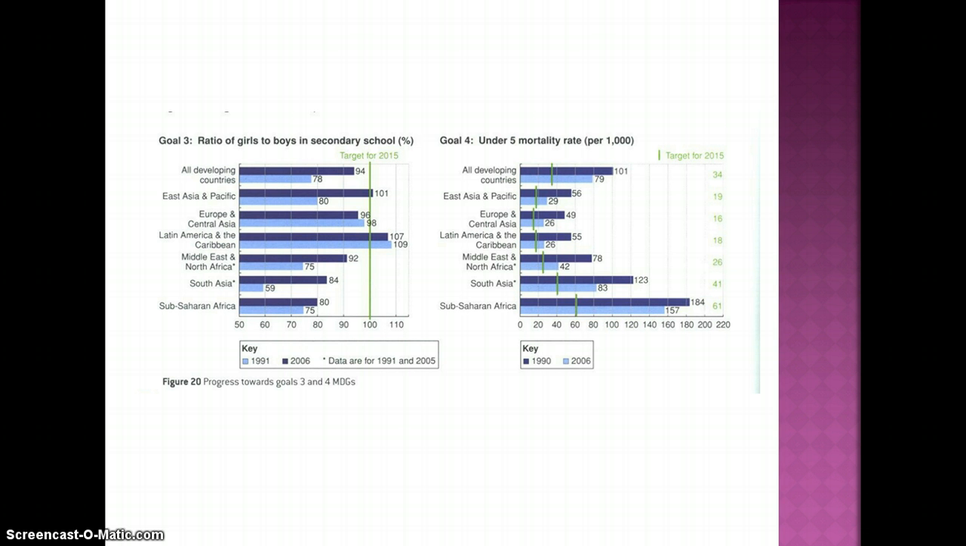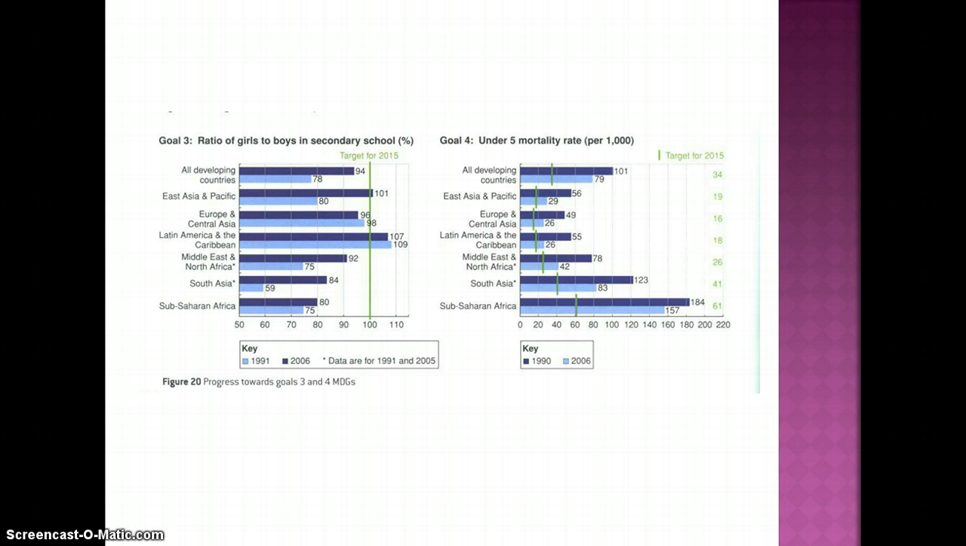Goal 4, under 5 mortality rate per 1,000 born healthy. The green line is the target for 2015. Now, some people are going to get caught out here. We want under 5 mortality rate to be as low as possible, so we want the numbers to come down.